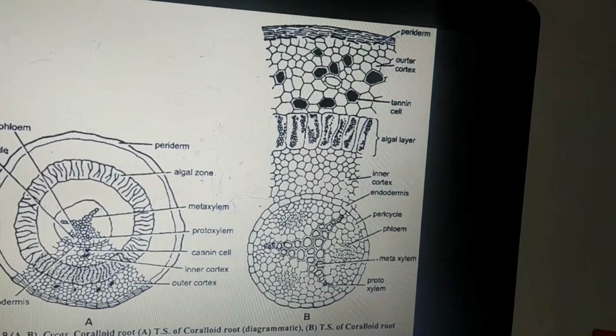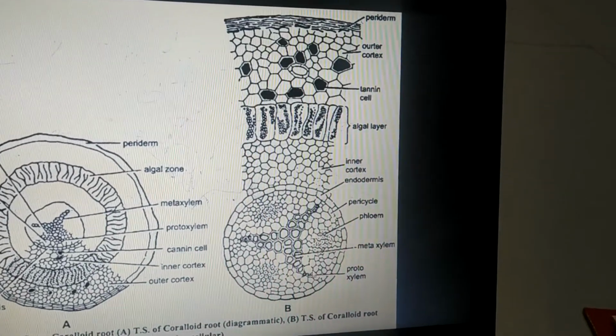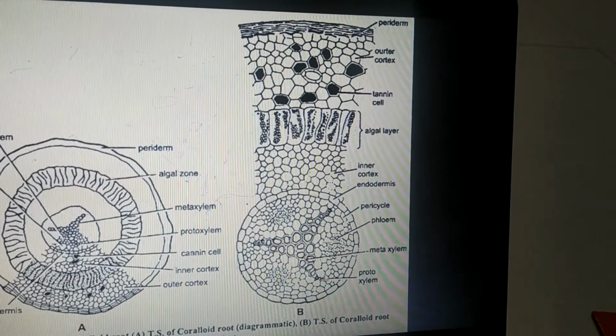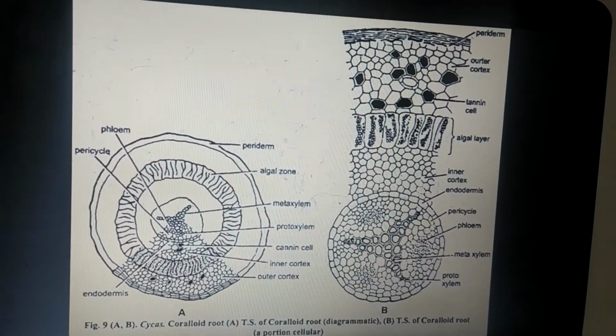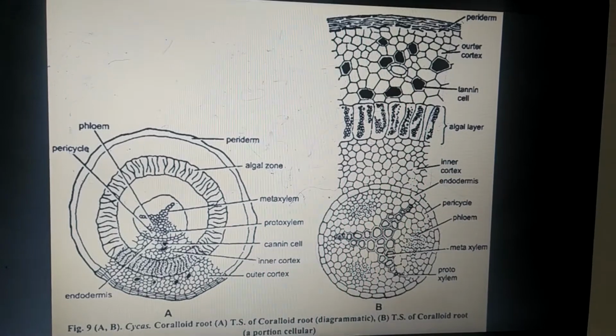Likewise, there is no pith and no secondary growth, that is, a complete absence of secondary phloem as well as secondary xylem. So this was a description of the coralloid root in the case of Cycas.